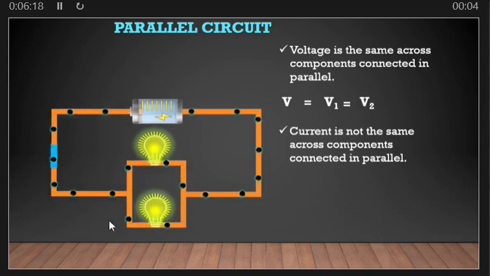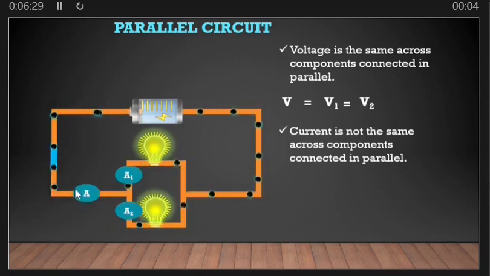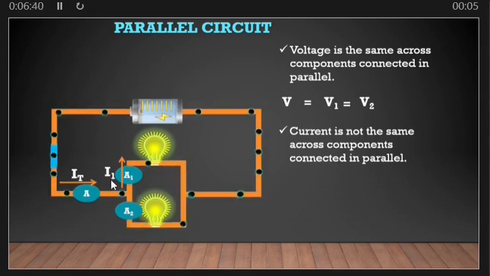For example, if we were to put an ammeter here, we call it ammeter 1, and another ammeter here, we call it ammeter 2. We label the total current flowing as IT, the current flowing through ammeter 1 as I1 or current 1, and the current flowing through A2 as I2 or current 2.